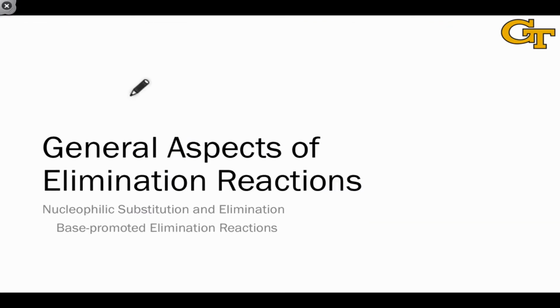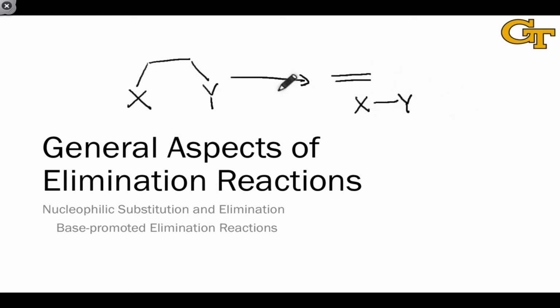In general, elimination refers to a reaction in which two groups linked to adjacent atoms, typically carbons, are removed from the substrate, leaving behind a pi bond and potentially a new XY linkage. This is the opposite or the reverse of addition, in which X and Y add across the pi bond.